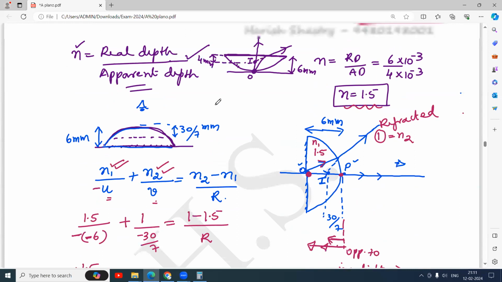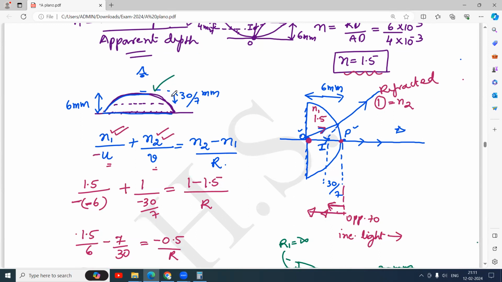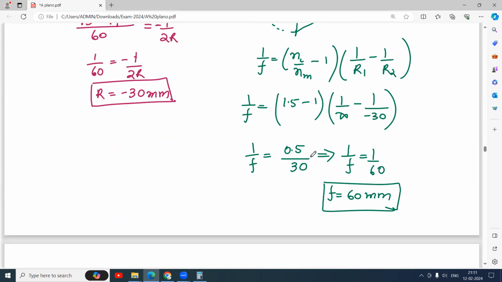So the only thing we have to take care of here is when you are using the plane surface for refraction, that means when you are looking from the plane surface side, you can use this formula. When you are looking from the curved surface side, you have to use this formula, refraction at a curved surface, not real depth by apparent depth. So this is the final answer, 60 millimeter.